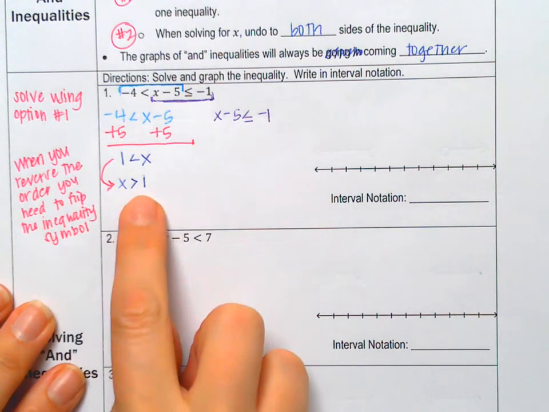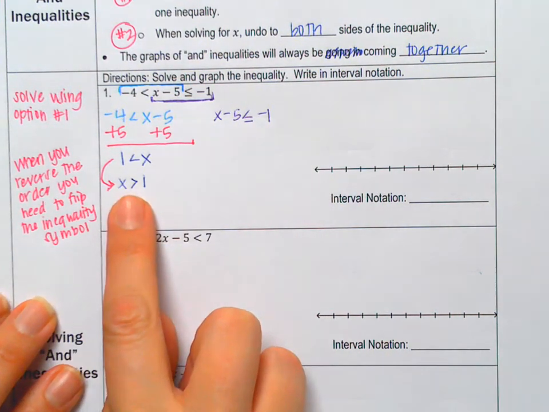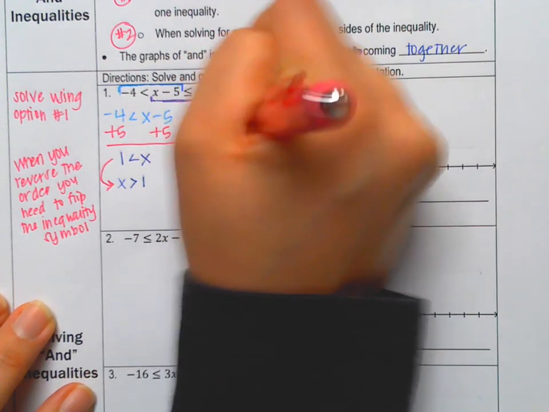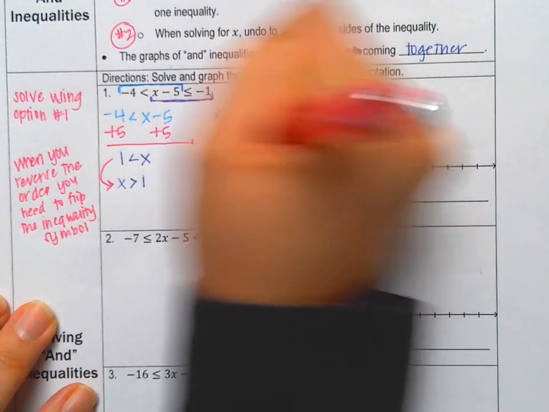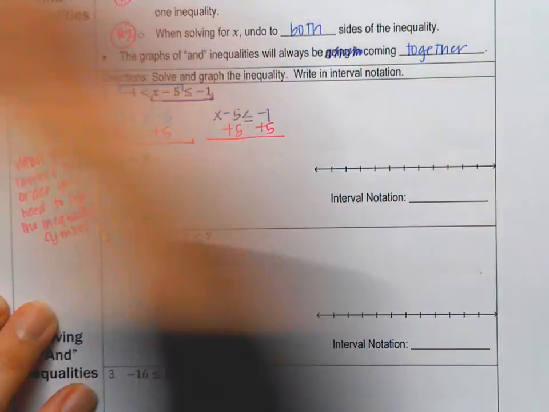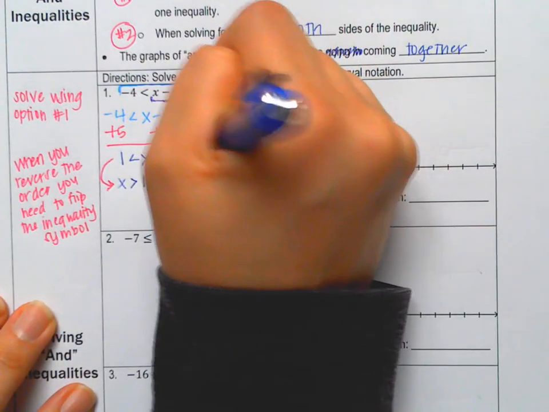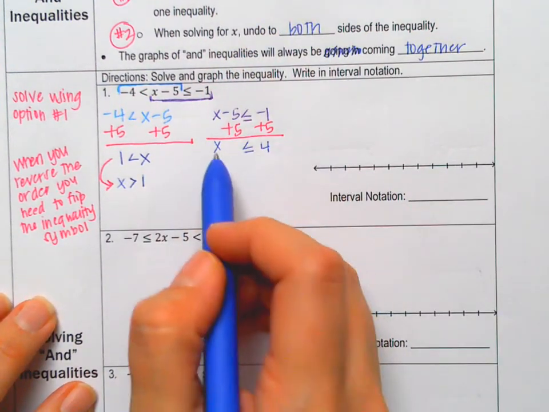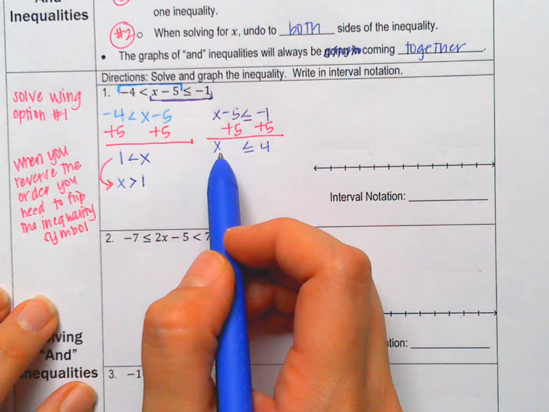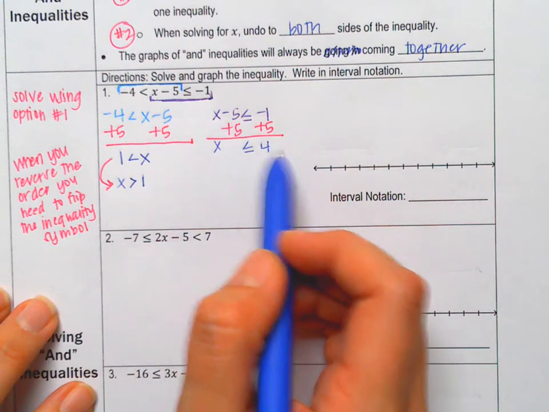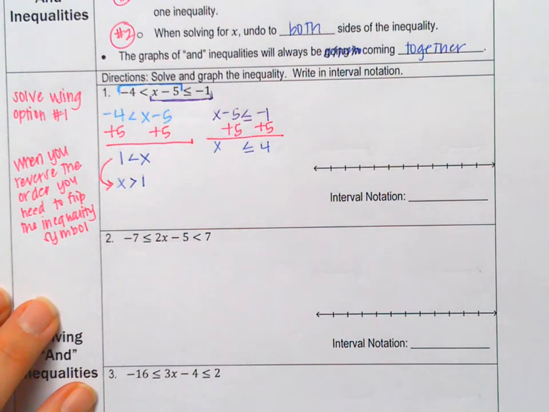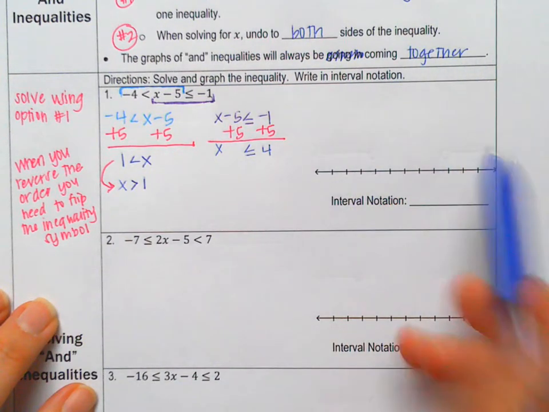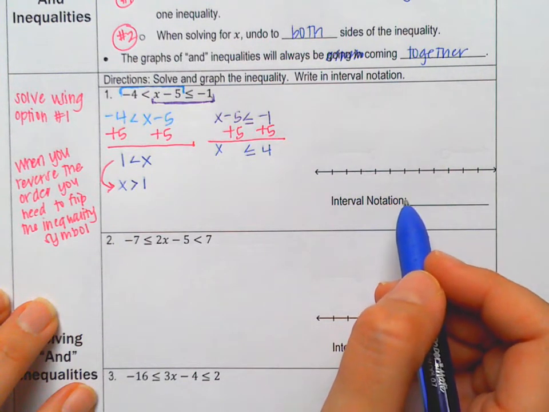Okay, so I solved one of mine. I got x is greater than 1. Now I'm going to solve the second one. I'm just going to add 5 to both sides to get x by itself. And I get x is less than or equal to 4. This one is already set up the way that we want it. The x is first, and then the inequality, and then the number. So we're good. Now that we've done that, we're going to graph it on the same number line, and then we write it in interval notation.